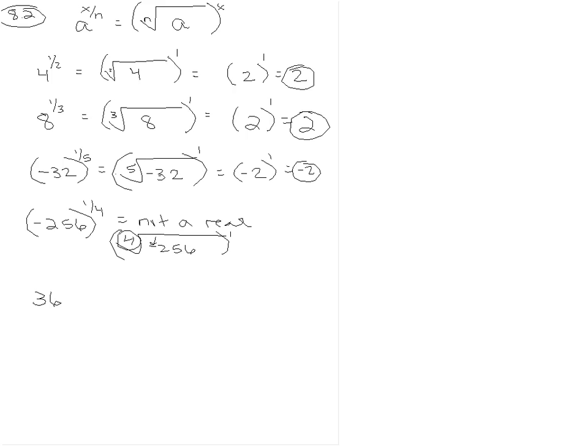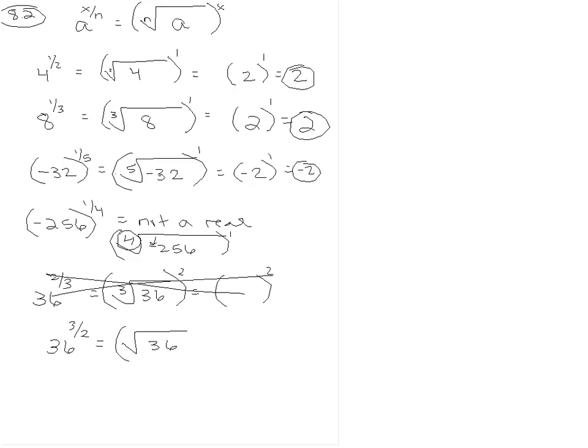What if I had 36 to the 2/3? Okay. So what root is it? The denominator tells you. So it's the cubed root of 36 raised to the 2nd power. Okay, what is the cubed root of 36? Oops, did I write that wrong? I did. There is no cubed root of 36. Sorry, it should have been 36 to the 3/2. Sorry.